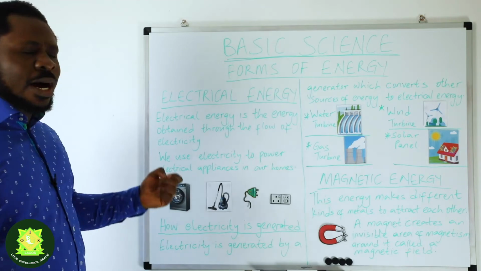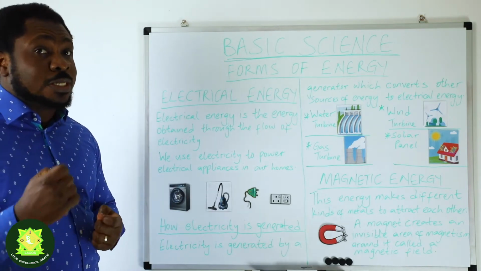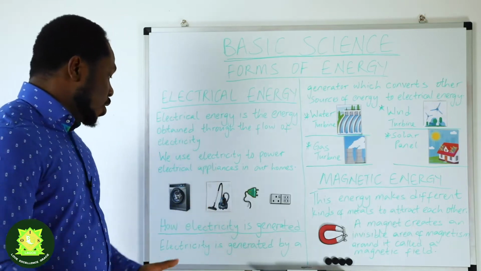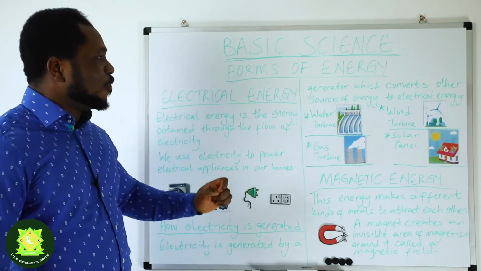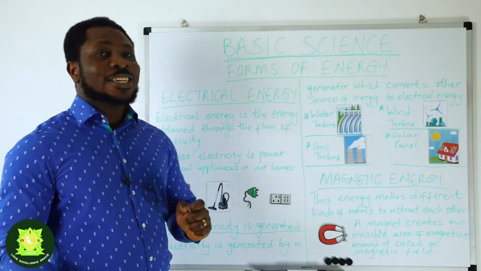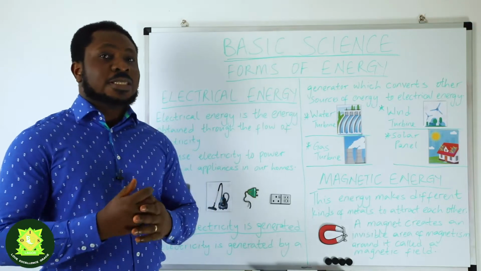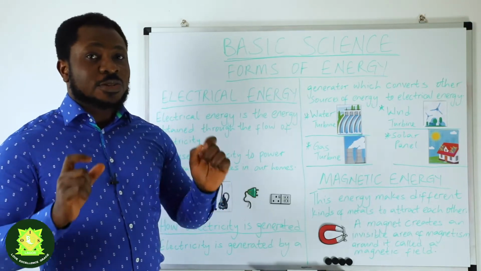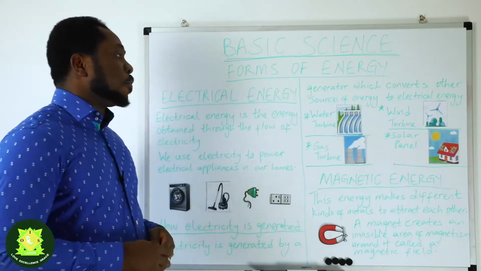Let's go on. So if we use electricity to power electrical appliances in our home, how is this electricity generated? So electricity is generated by a generator which converts other sources of energy to electrical energy. One thing you need to understand as time goes on is that energy cannot be created nor destroyed. Energy is converted from one form to another.